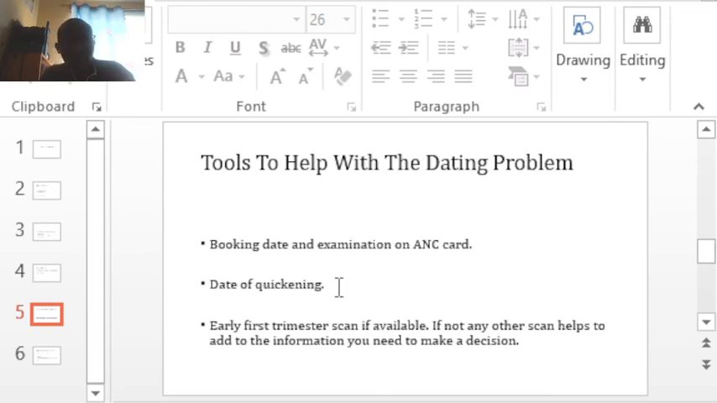That gives you an approximation. Together with your height of fundus, together with the first date of booking, it gives you an approximation of how old the baby is. And also, if you are lucky enough to have an early first trimester scan, that is good enough. That is good information. The margin of error in an early first trimester scan is small, is thin. It is quite accurate in terms of dating the gestation age.